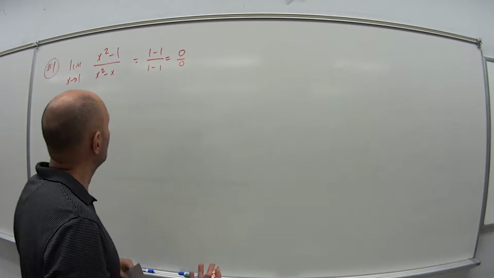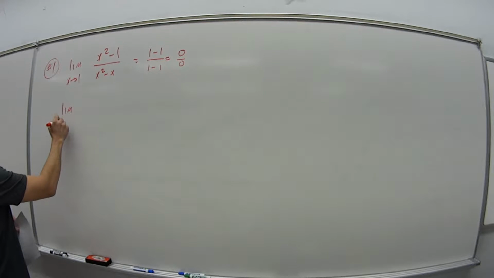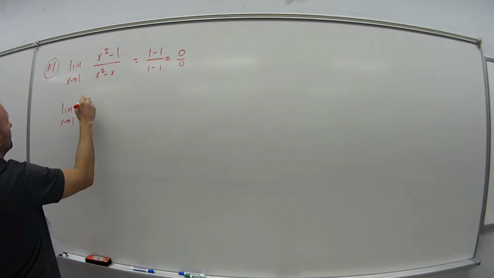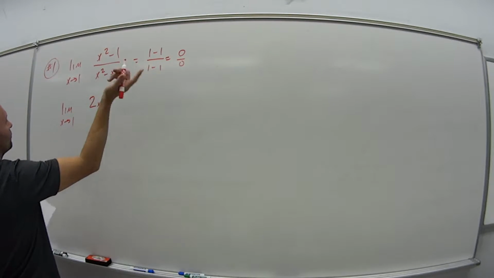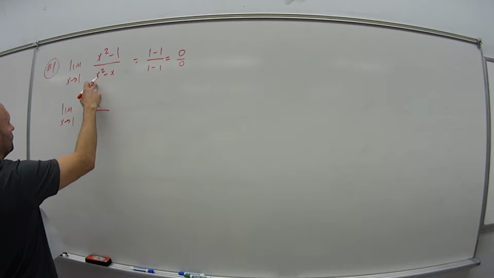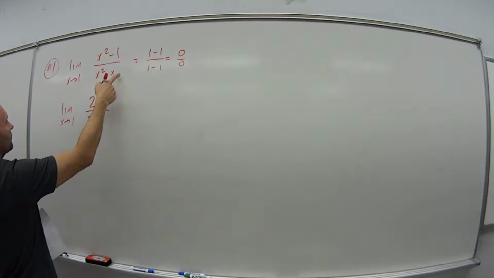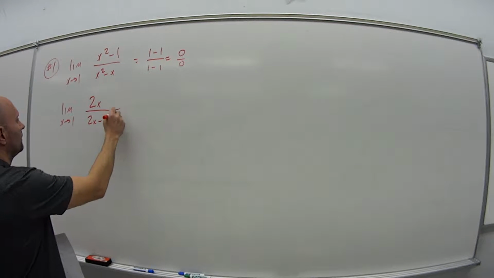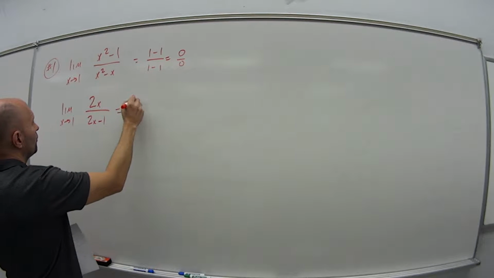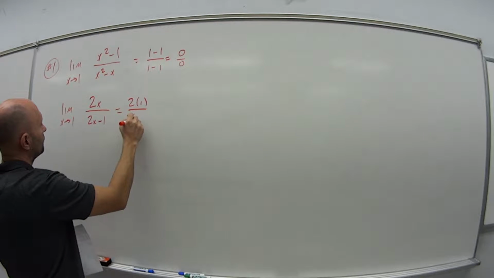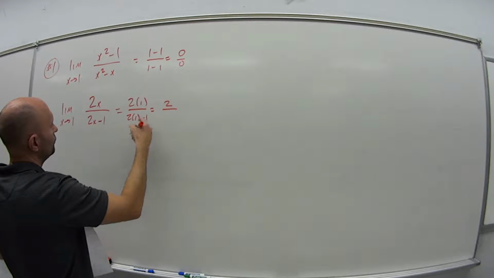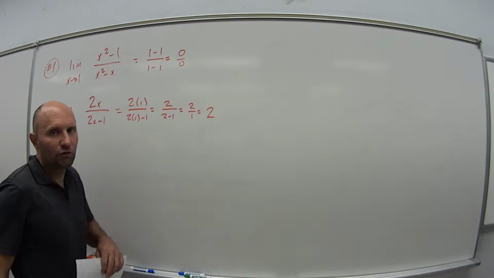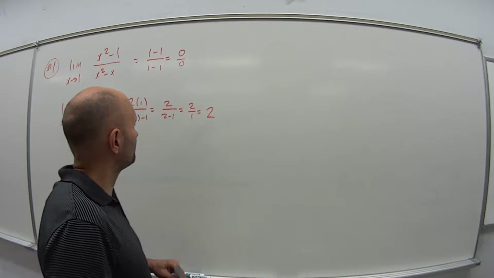I can apply L'Hopital's. So this is the limit as x approaches 1. Take the derivative of the numerator. X squared, if I take the derivative of that, is 2x. Minus 1, that's gone. And then 2x minus derivative of x is 1. So I end up with 2x over 2x minus 1. Plug in 1, I get 2 times 1 over 2 times 1 minus 1, which is 2 over 2 minus 1, or 2 over 1. So my answer is just 2 in this case.